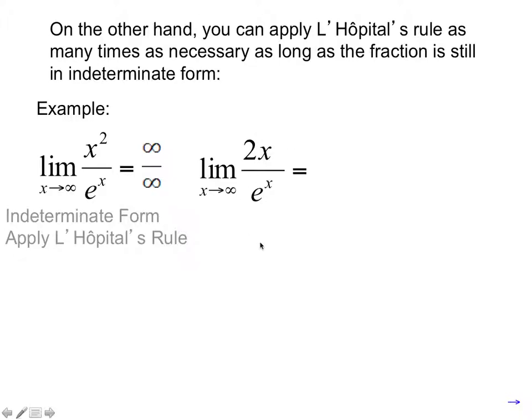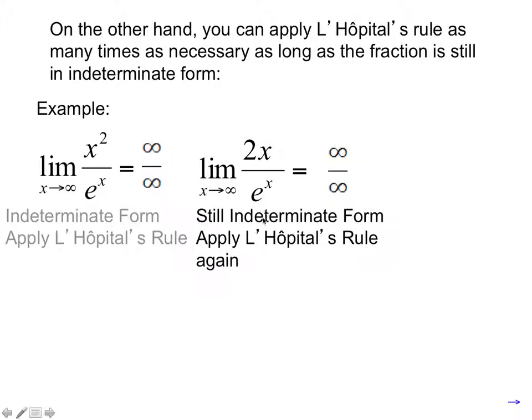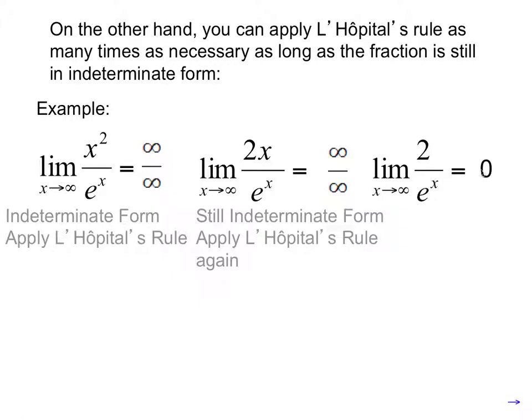So we're going to do L'Hopital's again. Derivative of the top is 2. The derivative of the bottom is e to the x. Okay, now when we plug in infinity, we get 2 over infinity, which is 0. So we stop differentiating, and we can get a value of 0.